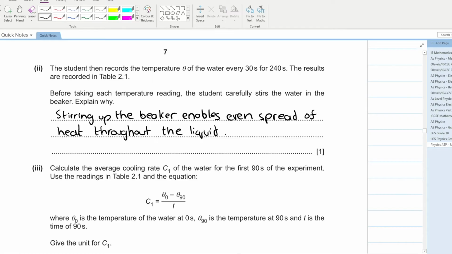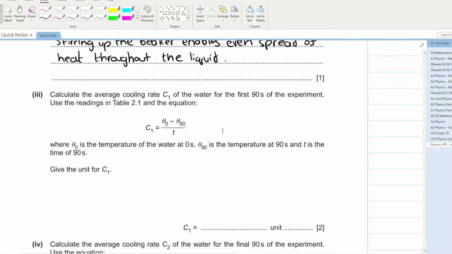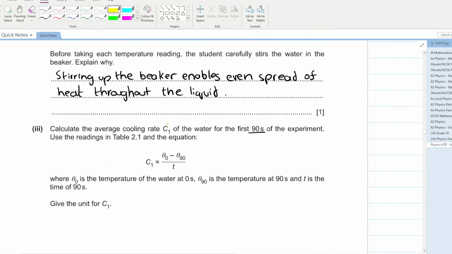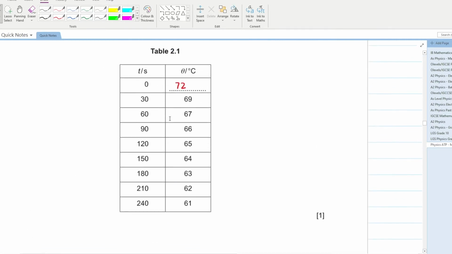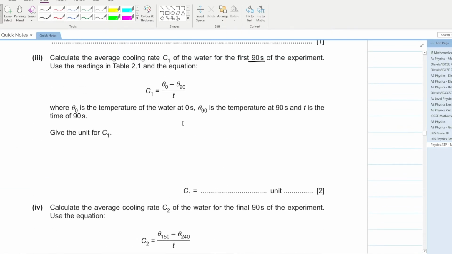Okay, let's move on to part 3. Calculate the average cooling rate C1 of the water for the first 90 seconds of the experiment. Use the readings in table 2.1 and the equation. We have to use this equation and calculate C1. So what was the temperature at 0 seconds? 72. What was the temperature at 90 seconds? 66. We have both the temperatures and the time was 90 seconds.